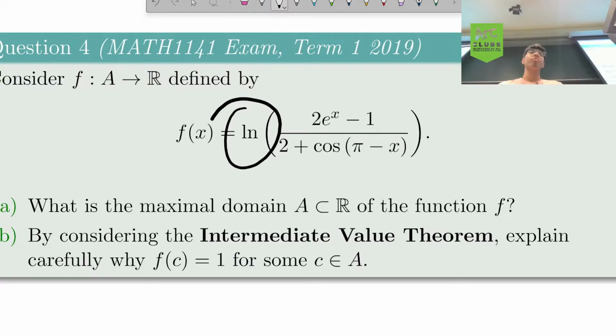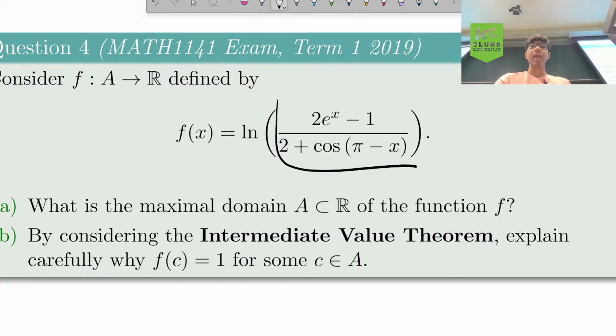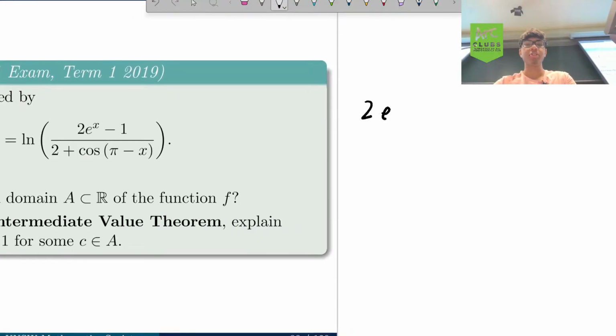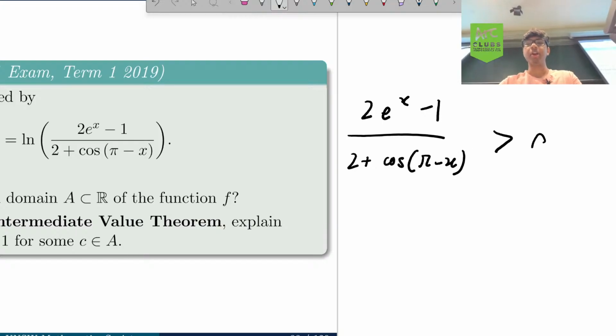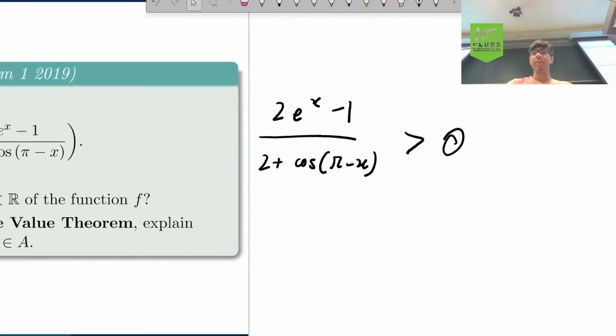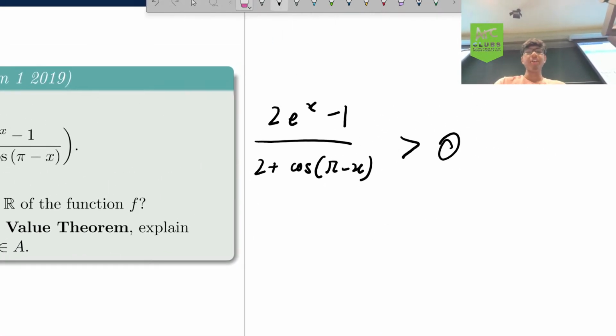For my natural log function, I know it can only ever take in values that are greater than 0. Because of that, let's set up an inequality. I know the inside of all this, (2e to the x minus 1) on (2 plus cosine of pi minus x), has to be greater than 0. Okay, well that's at least a step. How can I evaluate this? First step, I think I can just multiply this denominator across, but it's an inequality, so I have to be concerned about flipping signs.